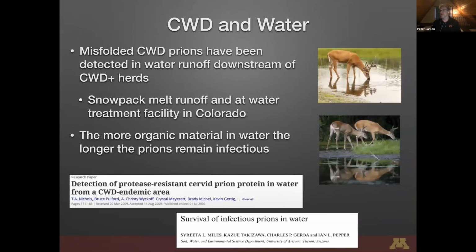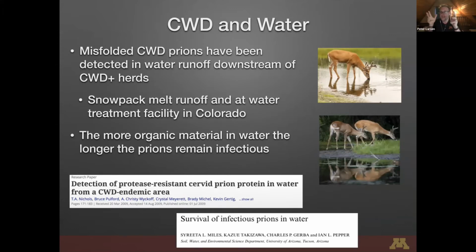For water, misfolded prions have been detected in water runoff downstream of CWD positive herds. So this is work, again, out of Colorado. There's a ton of CWD research out of Colorado, where CWD is hypothesized to originate from. But in these papers, there's work by Tracy Nichols et al. that showed they were able to detect the prions in snowmelt running off from endemic areas.